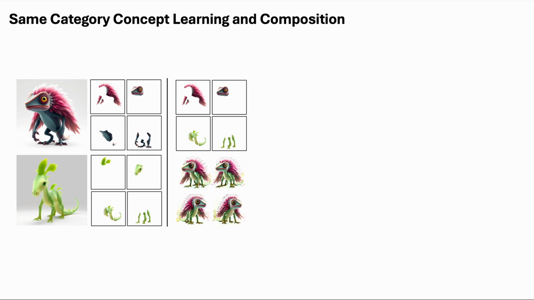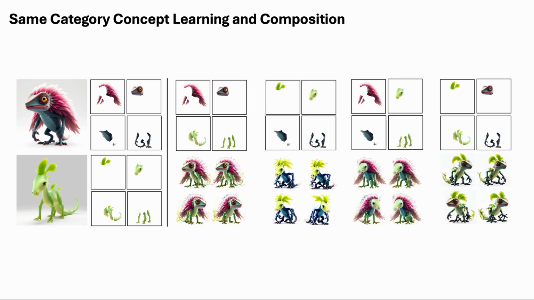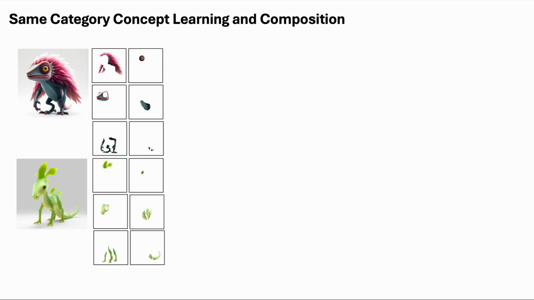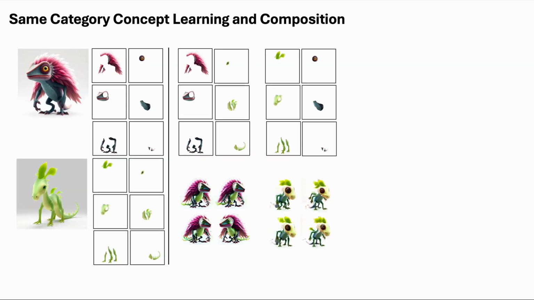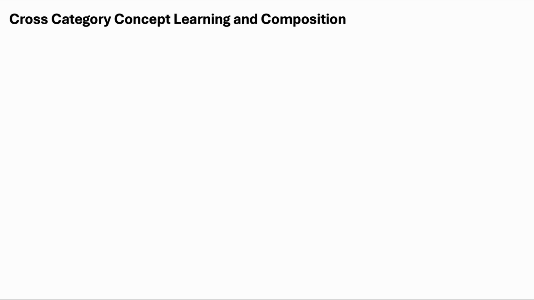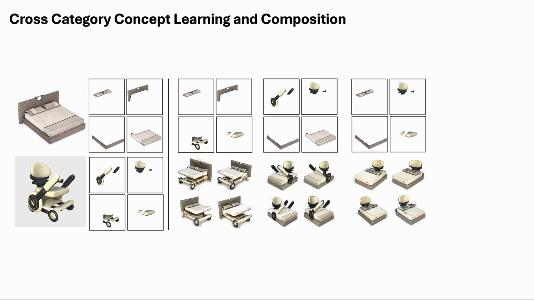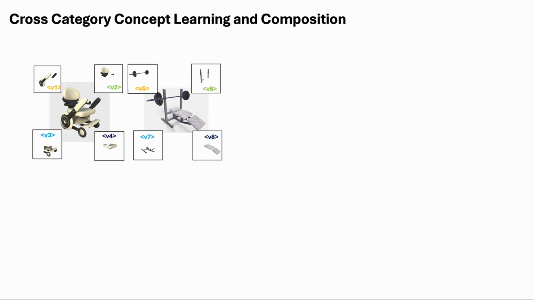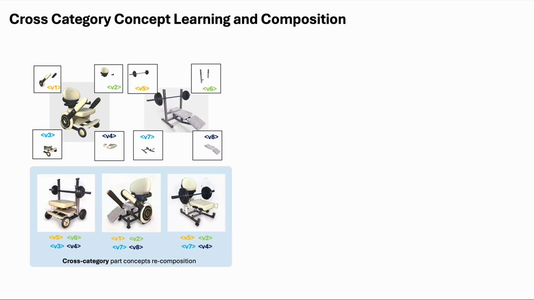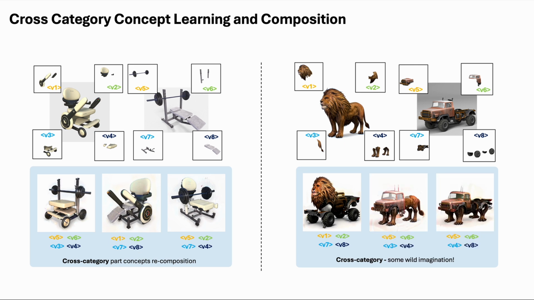Now we show qualitative results of our method. This is an example of the same category of images, virtual creatures, and 4 different compositions. When increasing the granularity of the part decomposition, our method also effectively learns all of the concepts. Our method also works on cross-category examples, for example, composing parts across a bed and a wheelchair. And this example across a wheelchair and gym equipment. Our method creates some wild imagination for examples like this lion and the truck.